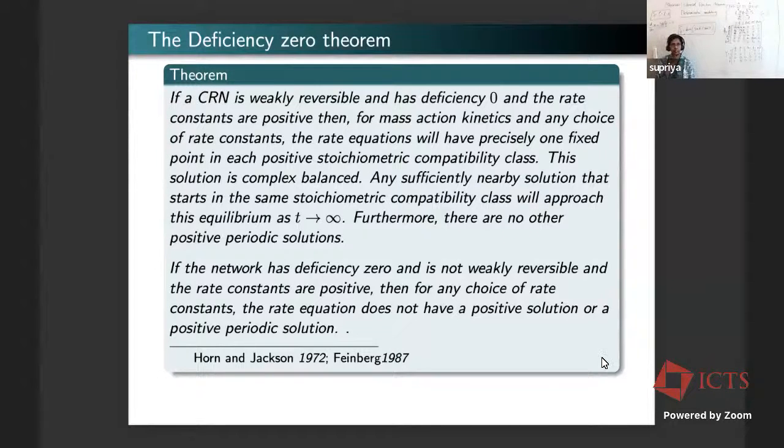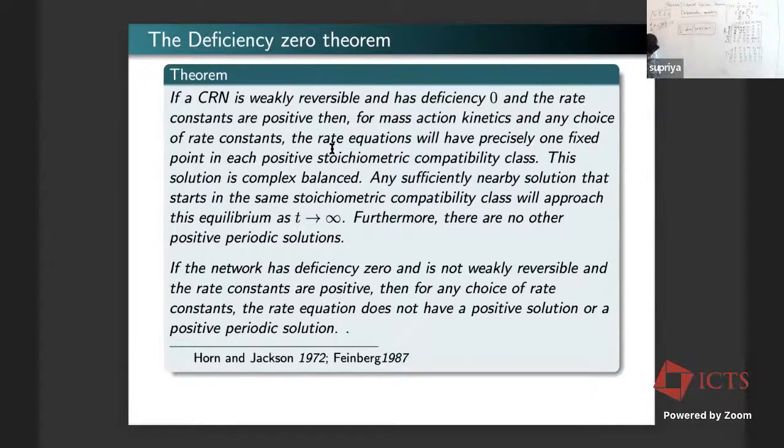Good, it showed up on the screen. Okay, so this was our deficiency zero theorem, and so basically you see that there's a lot of stuff there related to stability and so on. But by the end of today, we will have understood this much: weakly reversible, has deficiency zero, rate constants are positive, and mass action kinetics.